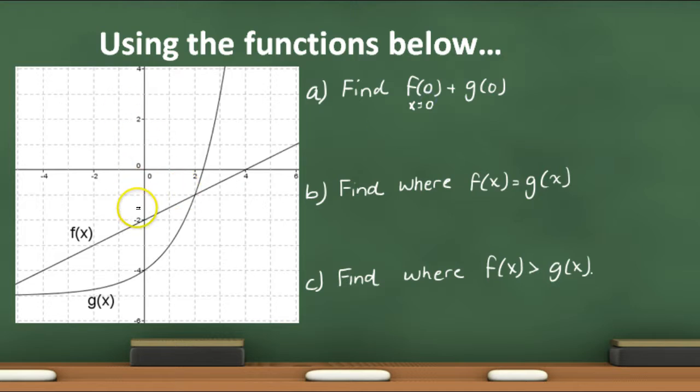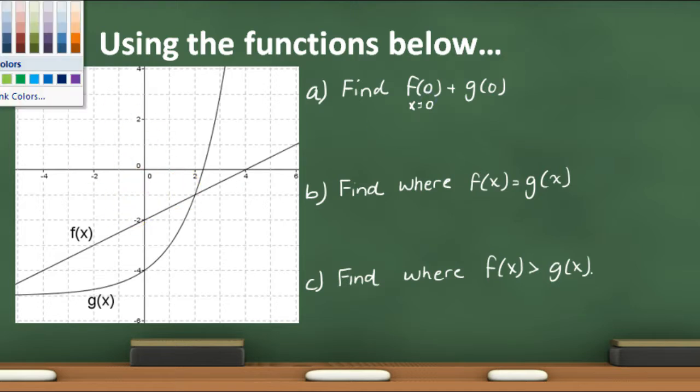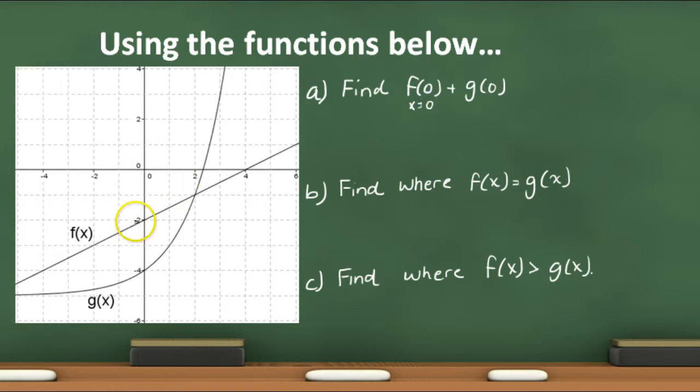So I'm going to go to where x equals 0. Okay, so that's where x equals 0 on f of x, so that's at -2. And when x equals 0 for g of x, that's at -4. So that's going to be -2 plus -4, which is equal to -6. Okay, and that would be my answer for that question.